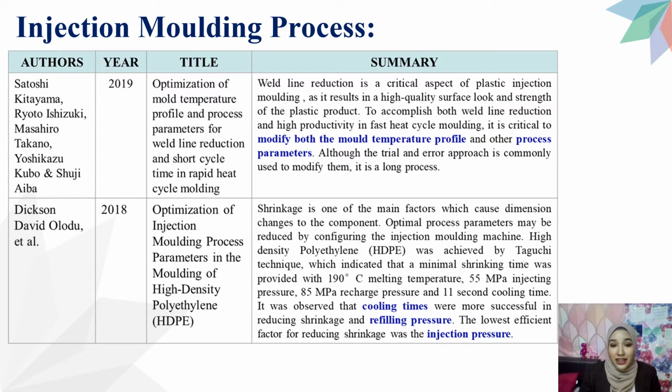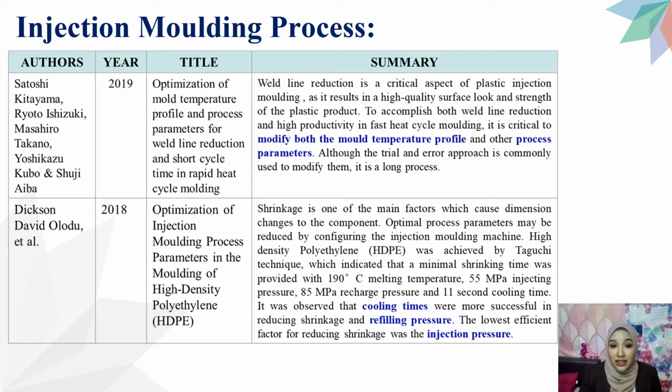Injection molding process. The study on optimization of mold temperature profile and process parameters for weld line reduction and short cycle time in rapid heat cycle molding by Satoshi Kitayama, Ryoto Ishizuki, Masahiro Takano, Yoshikazu Kubo, and Shuji Aiba in 2019. The summary of the study is that weld line reduction is a critical aspect of plastic injection molding as it results in high-quality surface look and high strength of the plastic product. To accomplish both weld line reduction and high productivity in rapid heat cycle molding, it is critical to modify both the mold temperature profile and other process parameters. Although the trial and error approach is commonly used to modify them, it is a long process.